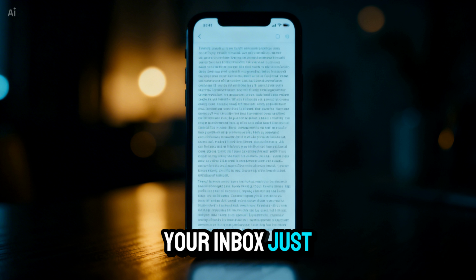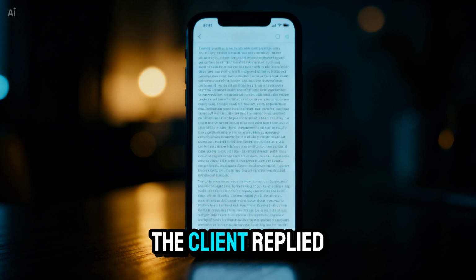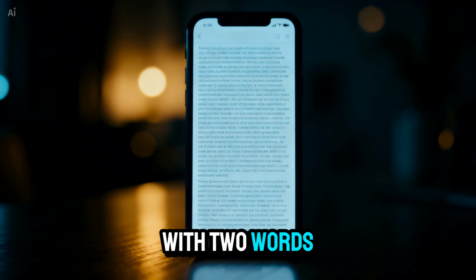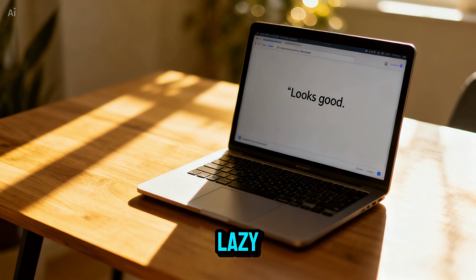Your inbox just screamed that you used artificial intelligence. The client replied with 2 words, "Looks good." And you know that means they think you are lazy.